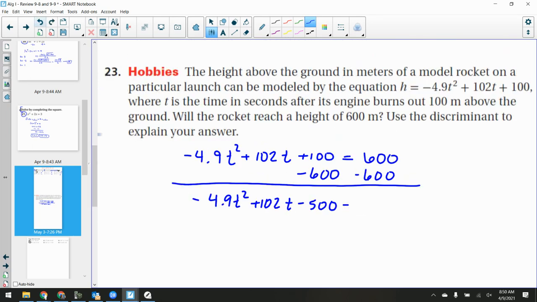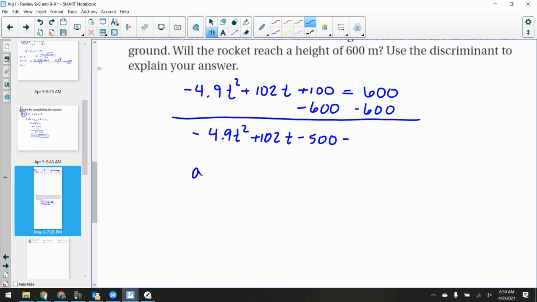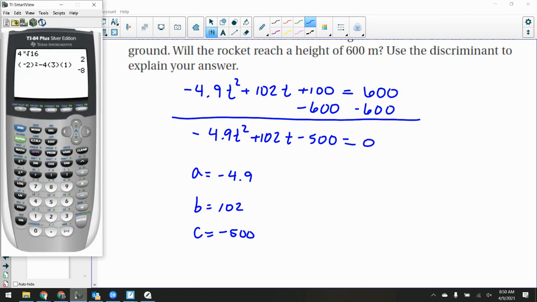And now I can do my A, B, and C. My A is -4.9. My B is 102. And my C is -500. And now let's just run it through b squared minus 4ac. So I've got 102 squared minus 4 times -4.9 times -500. 604.